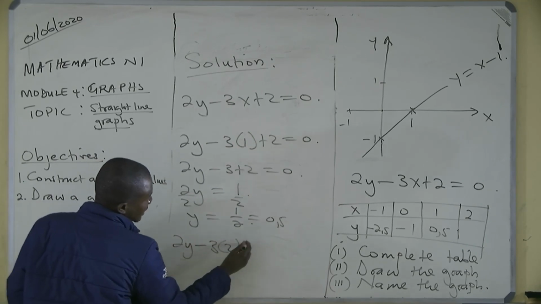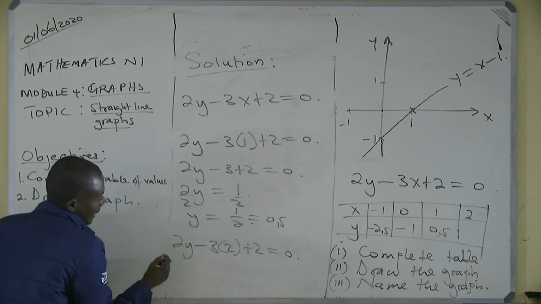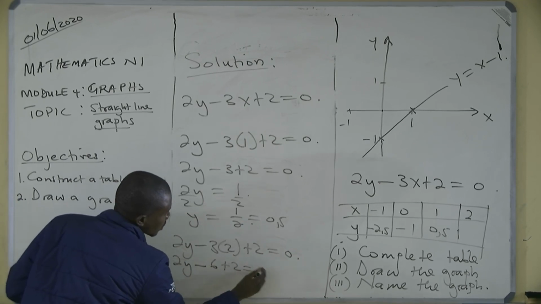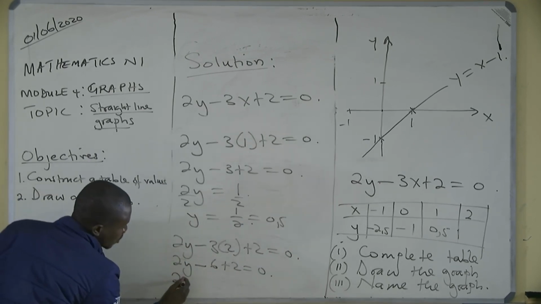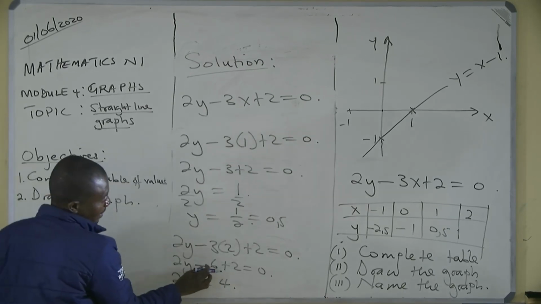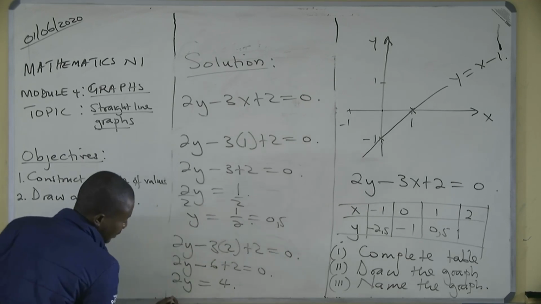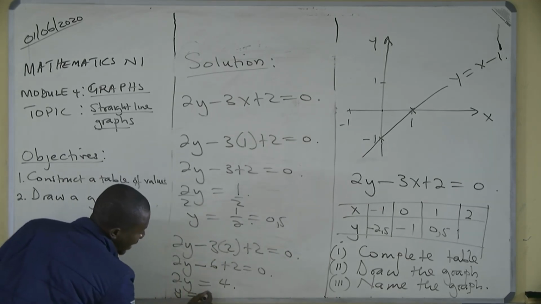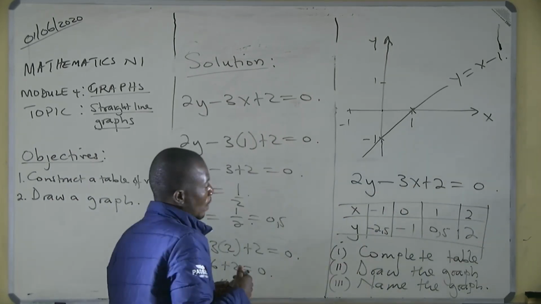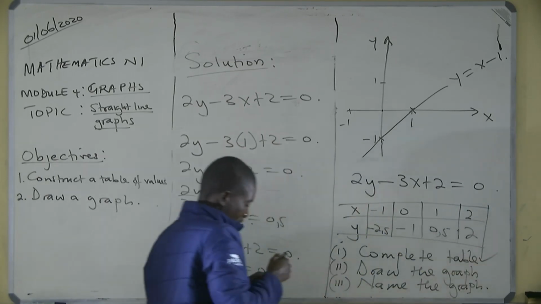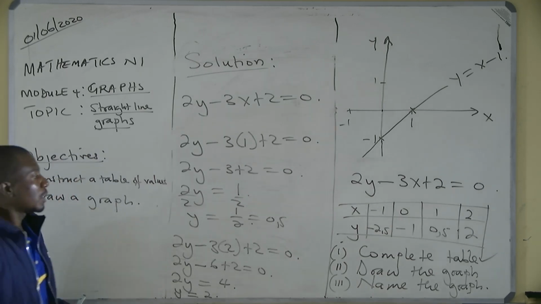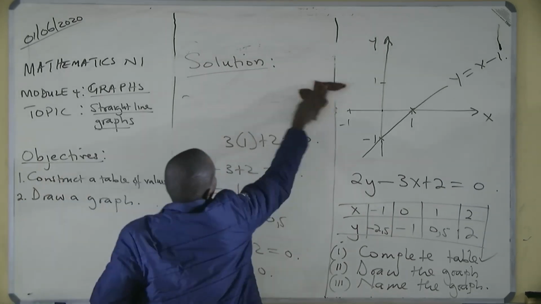Then, if now our x is equal to 2, we've got 3 times 2 plus 2 equal to 0. So 2y minus 6 plus 2 is equal to 0. In other words, 2y is now equal to 4, because we are saying minus 6 plus 2, it's a minus 4, that 4 jumps. So in this case, our y is going to be 2. So when x is 2, y is 2. What we have just done, we have answered item 1, which said we should complete the table.